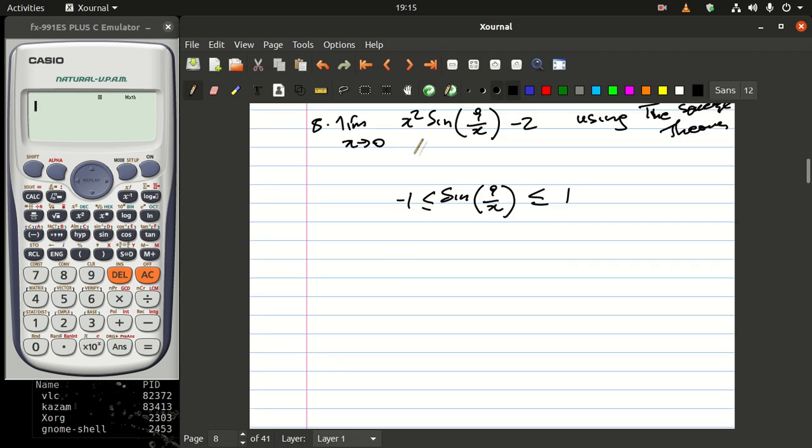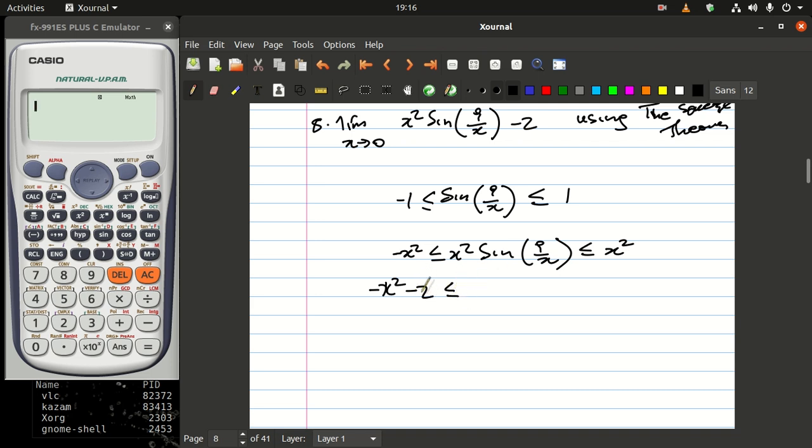Because this one is always positive, I am actually going to end up having minus x squared less than or equal to x squared times sine of 9 over x, and then this one is less than or equal to x squared. If you look carefully, I might realize that I have a minus 2, so I'm going to separate a 2 throughout. So I'm going to have a minus x squared minus a 2 less than or equal to.